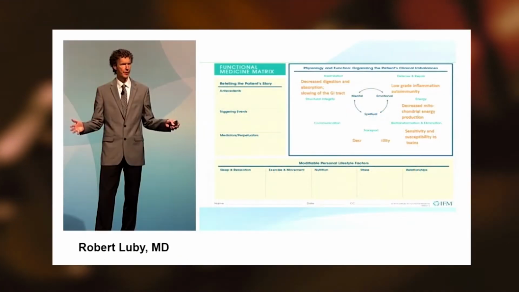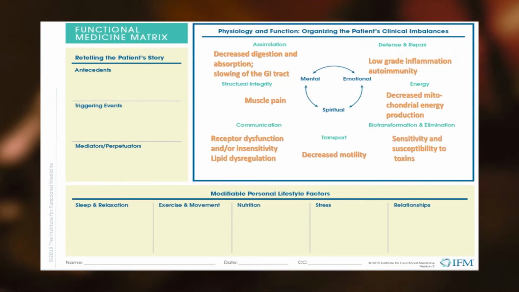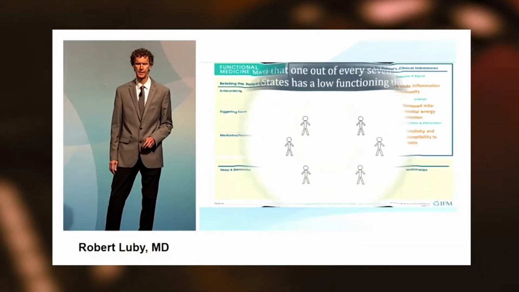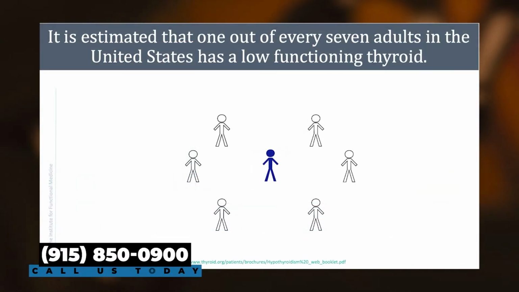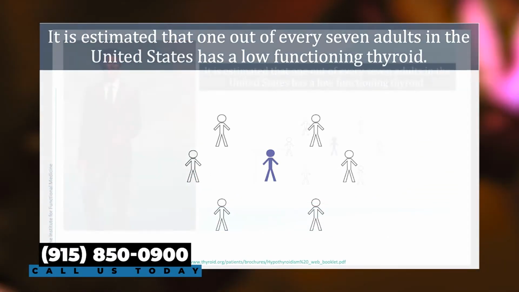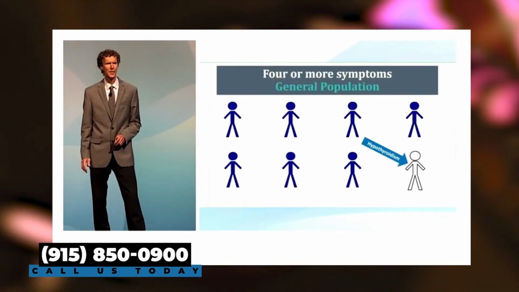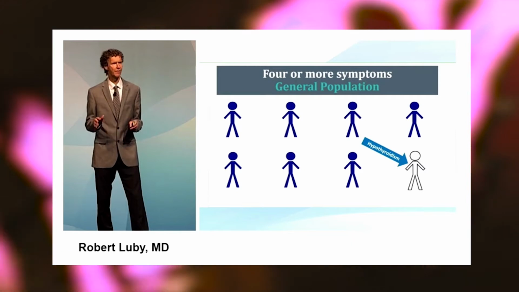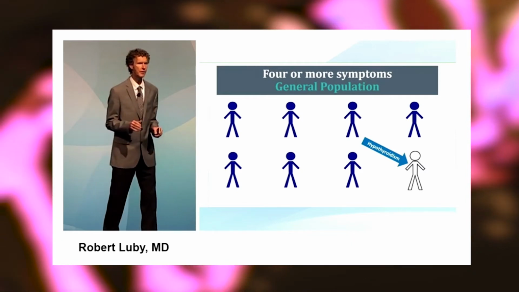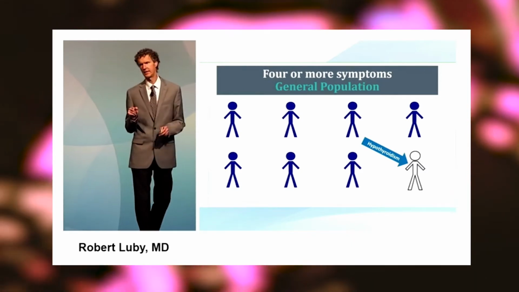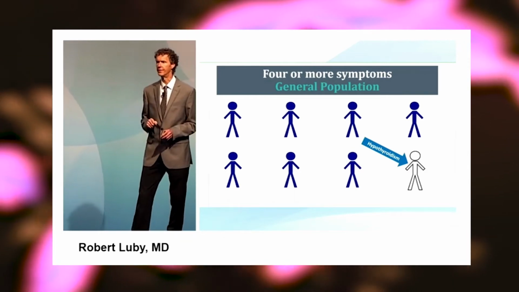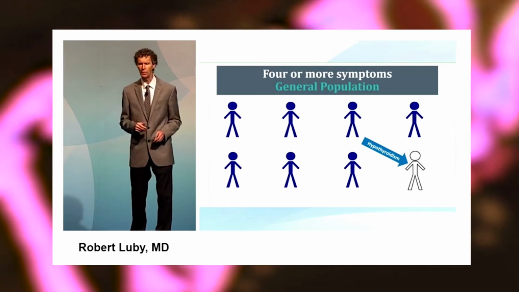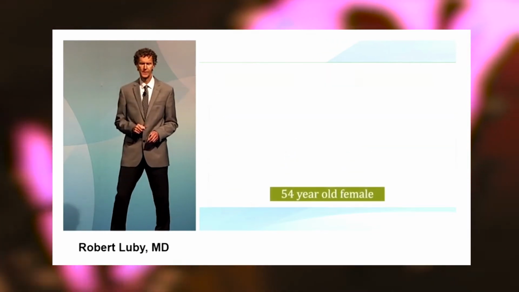Our matrix, when we fill it out with the usual suspects, we'll get ink on all aspects of the matrix, all the nodes of the matrix. The prevalence, 1 out of every 7 adults has a low-functioning thyroid. But the problem is, of all the individuals who have 4 or more symptoms of low thyroid function, only 1 of 8 has low thyroid function. So a lot of people are walking around with a lot of thyroid symptoms with normal functioning thyroid glands.